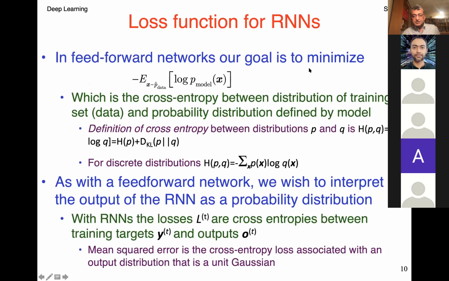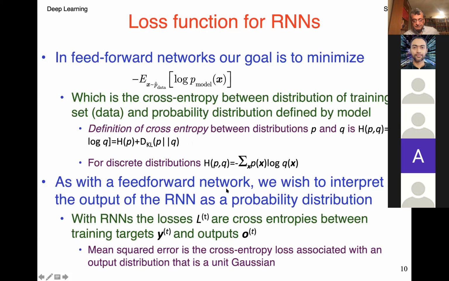In feed-forward networks, our goal is to minimize this one. The expectation comes in because we are doing the likelihood. This is the log likelihood we're using, and we are minimizing the negative log likelihood. That's where the negative comes in. Otherwise, it's a positive log likelihood, which is the cross entropy between the distribution of the training set data and the probability distribution defined by the model, because it's the expectation with respect to the data, a sum over all the samples. By definition, we say it's a cross entropy between the distributions. I'm reminding you why we call it cross entropy. What is the definition of cross entropy for a discrete distribution? That's what it turns out to be.